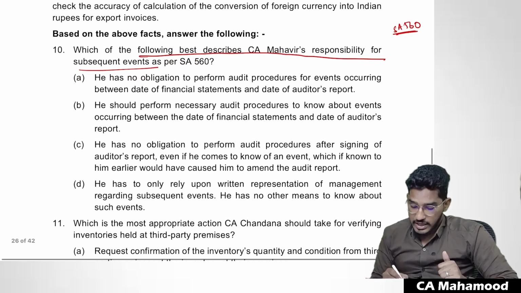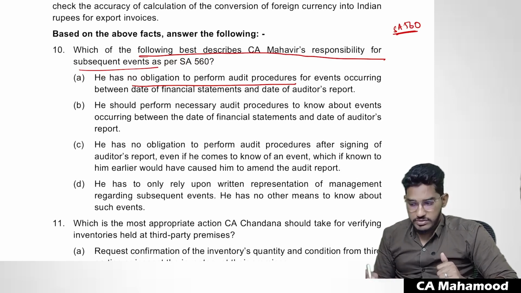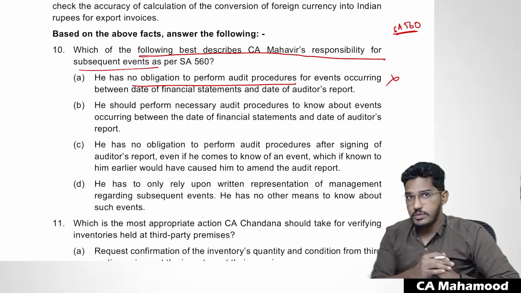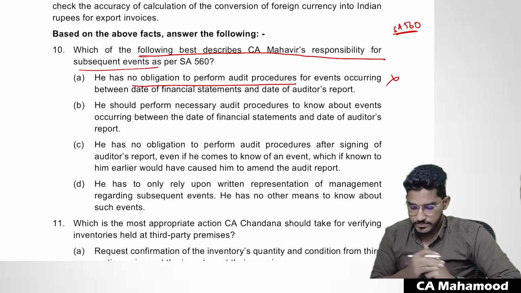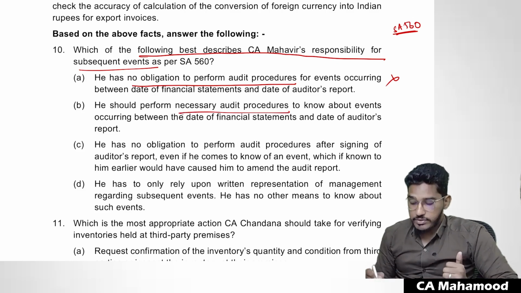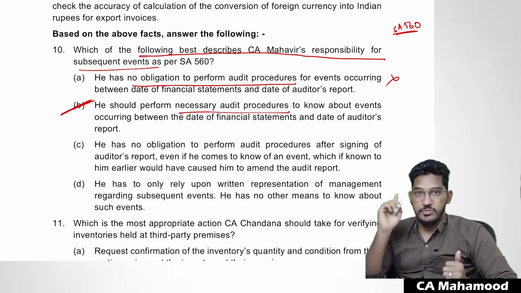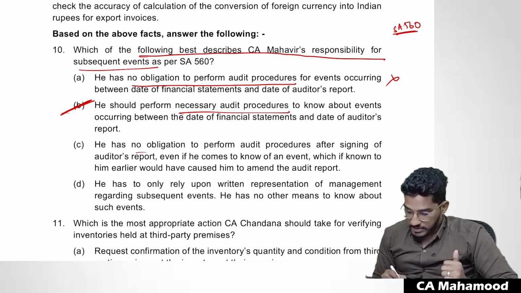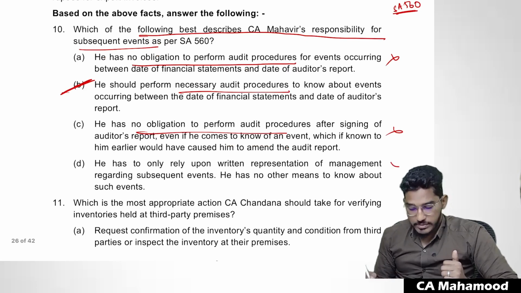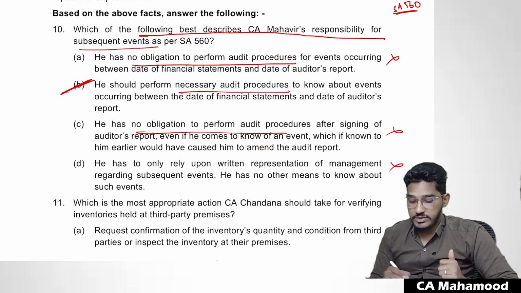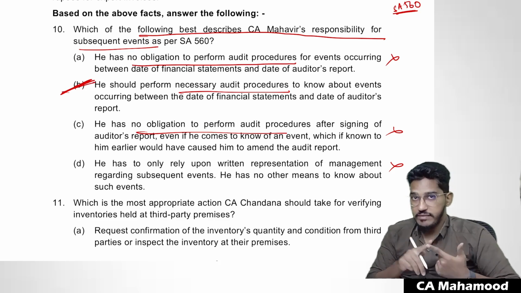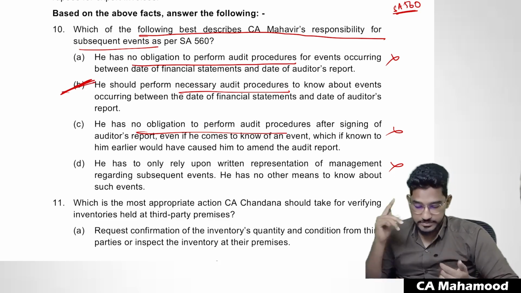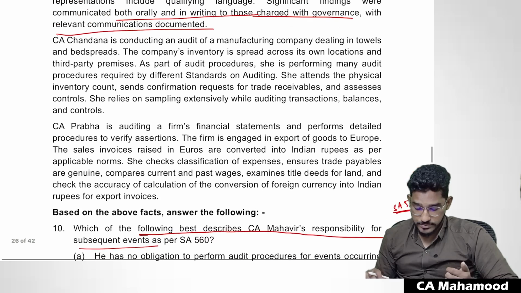Let us see the options. He has no obligation to perform audit procedures. No, he has an obligation to perform some audit procedures regarding subsequent events. He should perform necessary audit procedures to know about events occurring between the date of financial statements and the date of the auditor's report. Yes. He has no obligation to perform audit procedures after signing. No. He has to rely only on written representation. No, you can't rely only on written representation. Written representation is only supporting evidence. It is not evidence by itself. So option B is the correct option.